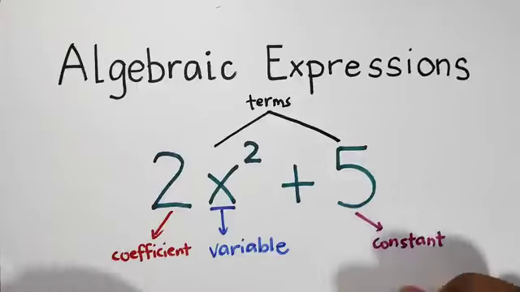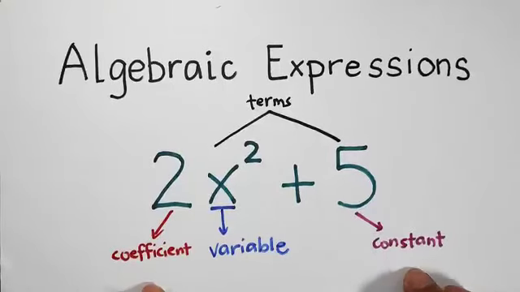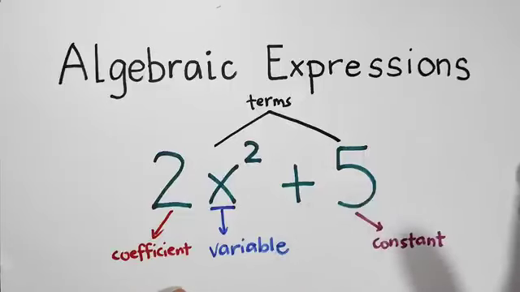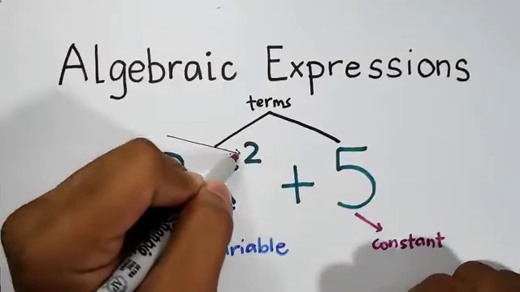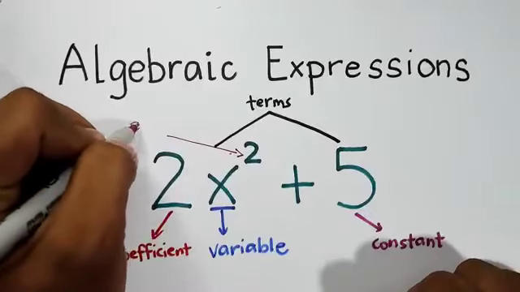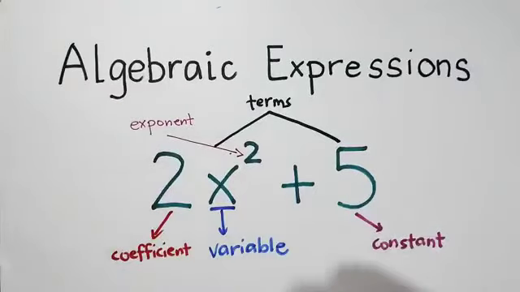Okay? So, maybe you will be confused about the coefficient and constant. Yung pinagkaiba nila is that yung coefficient, it is part of a term with a variable, wherein the constant, it can stand alone without the variable. So, aside from that, meron din tayong tinatawag na exponent. This number here at the top of the variable, on the upper right of the variable, is your exponent. So, these are the different parts of any given algebraic expression.